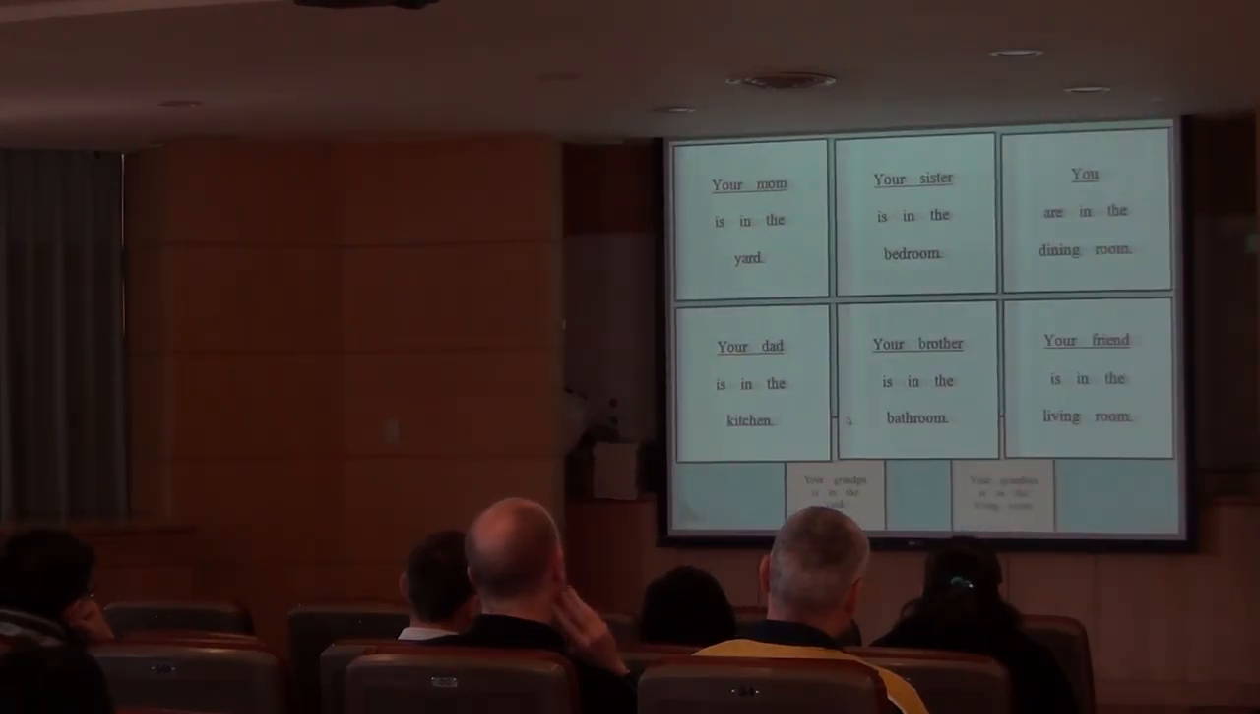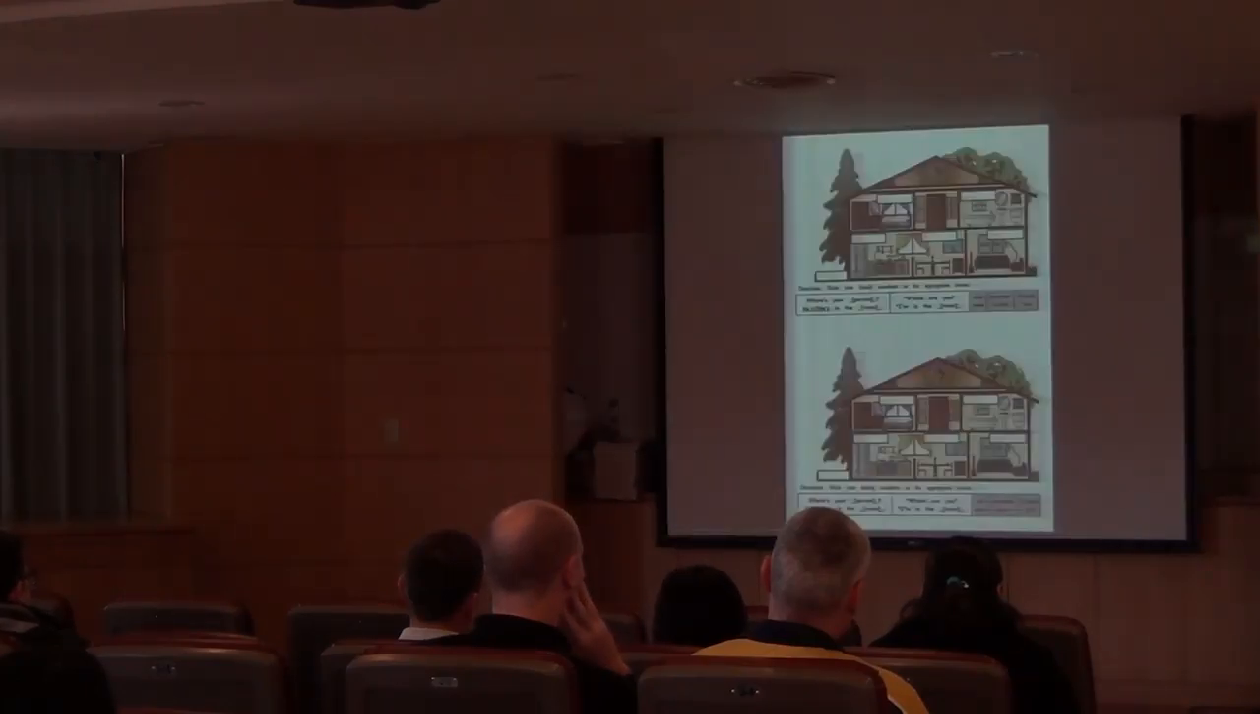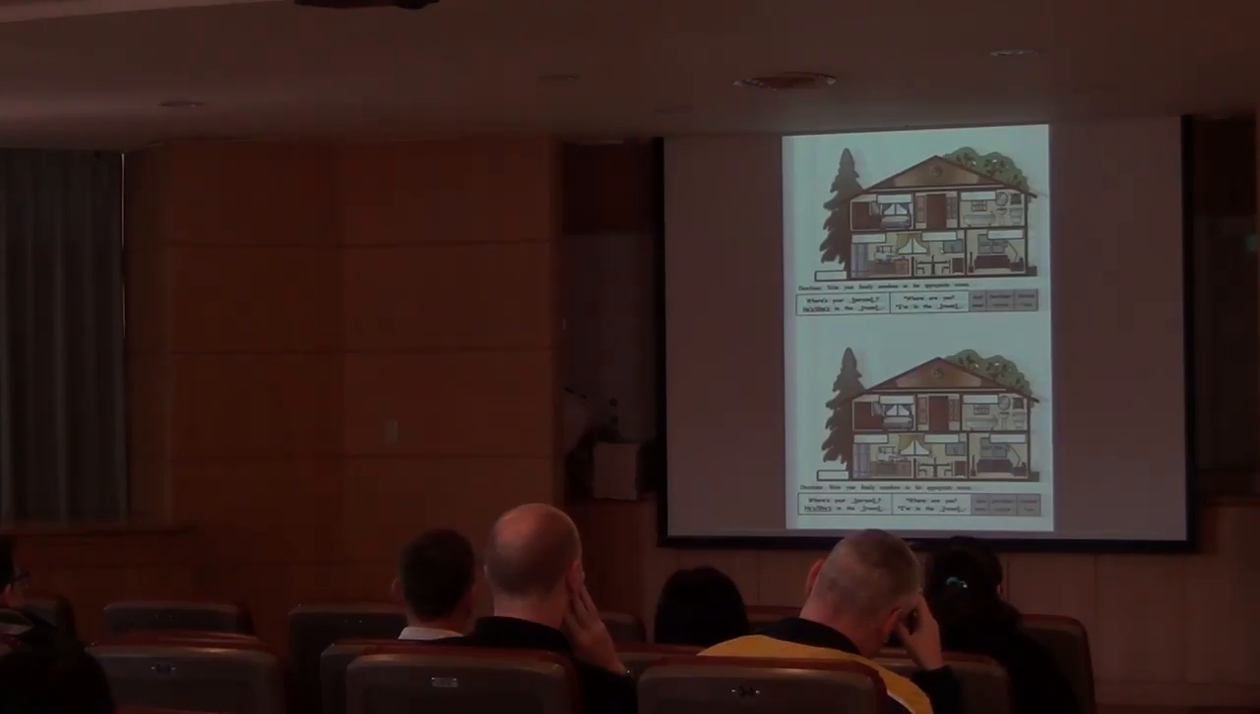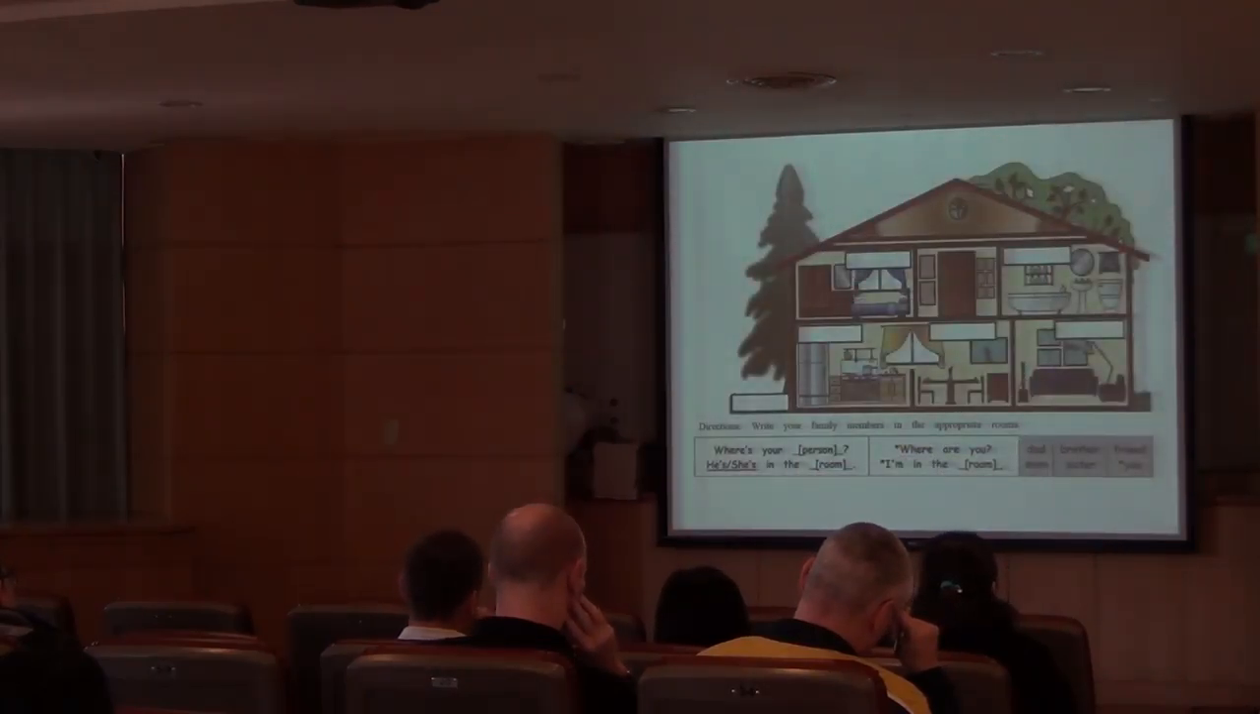And this is basically the target learning right here. Where's your mom? She's in the living room. Where are you? I'm in the yard. That's basically what they're learning. Everybody in the class gets a card, or you can do it in small groups where each group has a pack of cards. Each group has a stack of cards. This is the back of their worksheet. So as they find the answers, they have to write where everybody is. So if I ask, where's your mom? Your card says, my dad is in the bathroom.